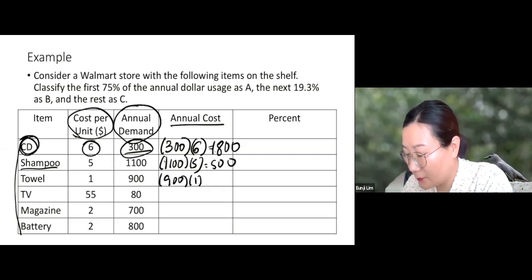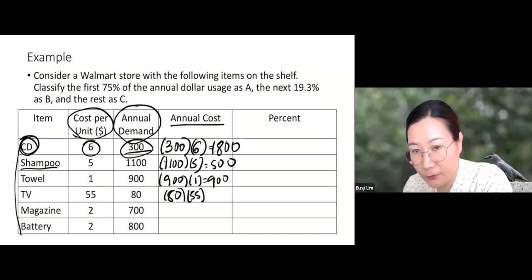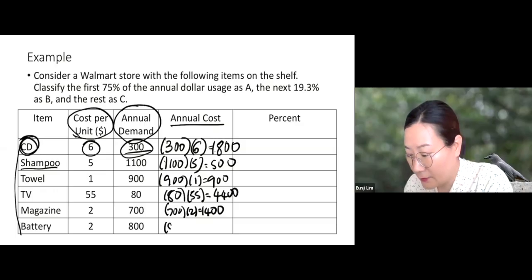900 times 1 equals 900. 80 times 55 equals 4,400. 700 times 2 equals 1,400. 800 times 2 equals 1,600.